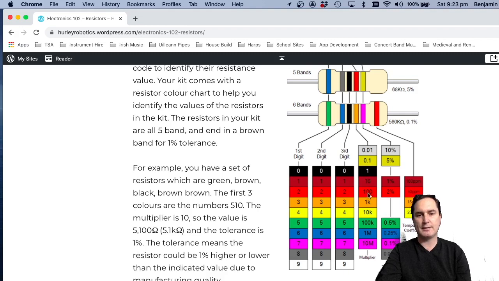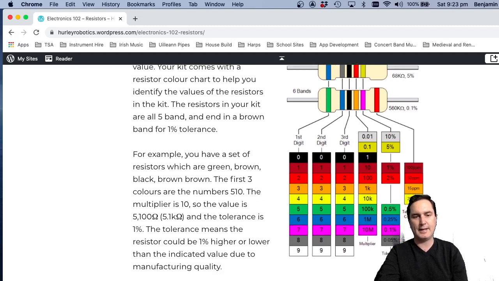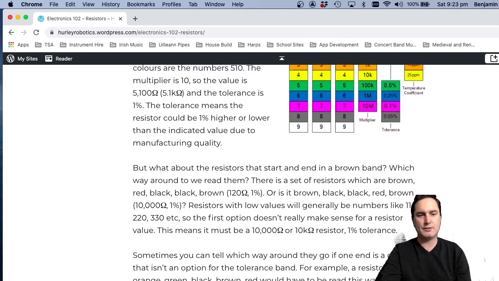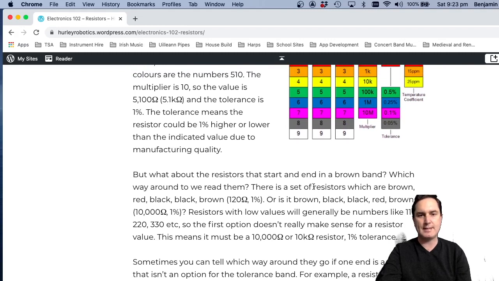Oh no, sorry, I was looking at the multiplier band. So if there's a black or an orange or a yellow or a white, okay, a grey, we can have a grey in the tolerance band. Okay, and then the other clue you might find is that I've given an example here.